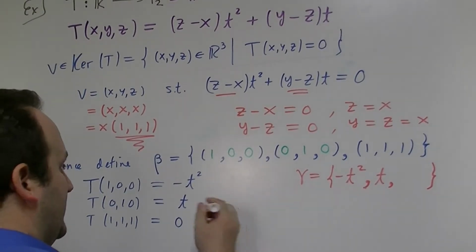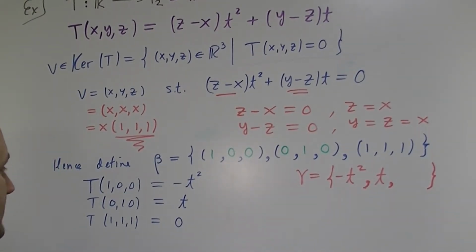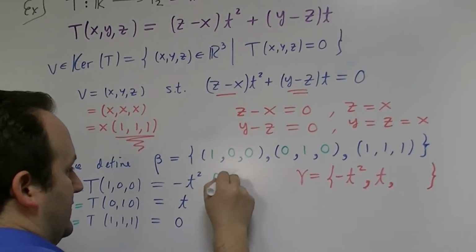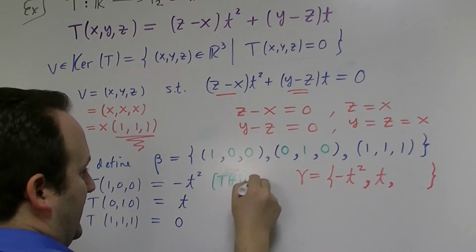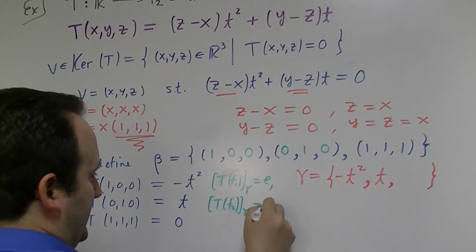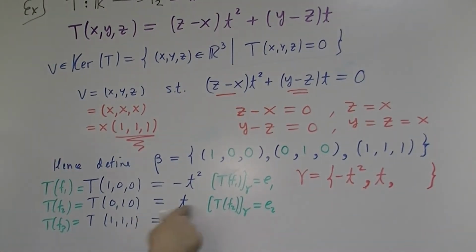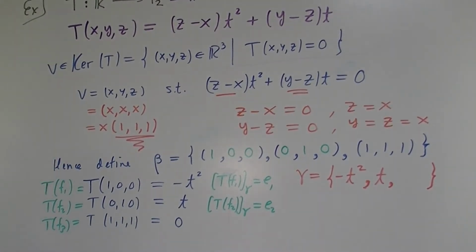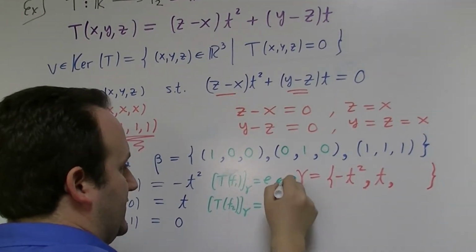While you guys are thinking about it, you might notice this was T of f1, this was T of f2, this was T of f3 in my proof notation. The coordinate vector of T of f1 with respect to the gamma basis was e1. The coordinate vector of T of f2 with respect to gamma was actually e2, because if t is the second thing, that means its coordinate vector is e2, right? These force that. So what should I put here?